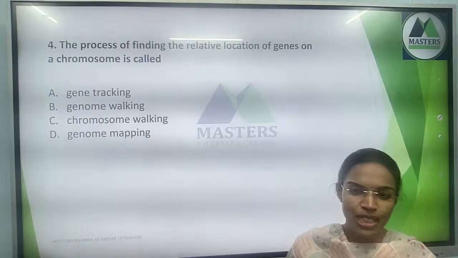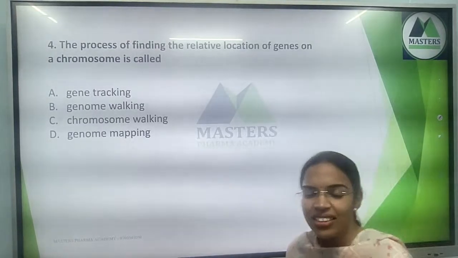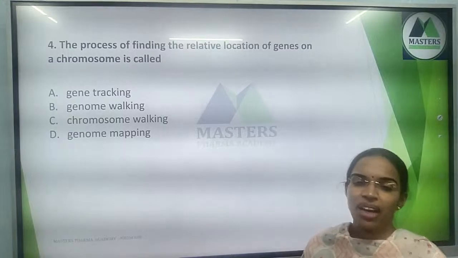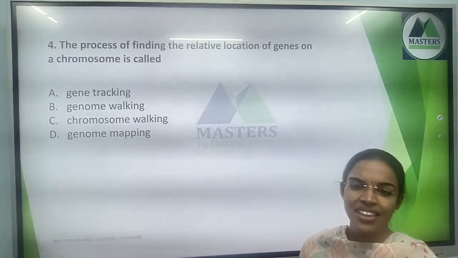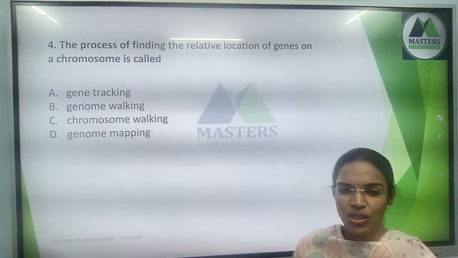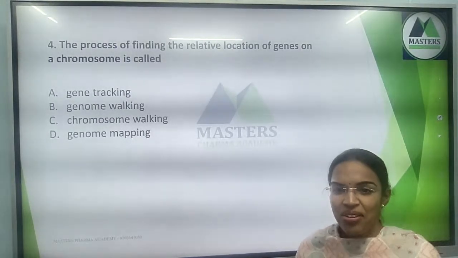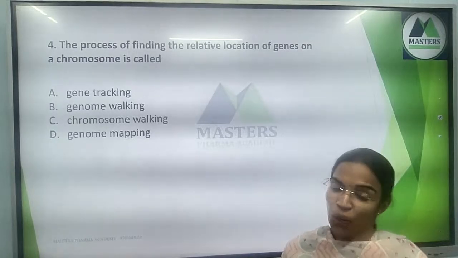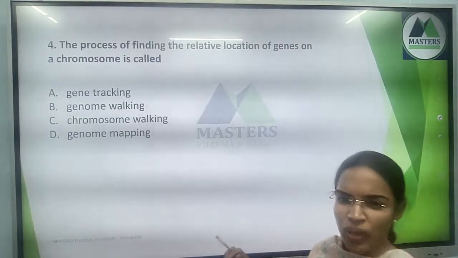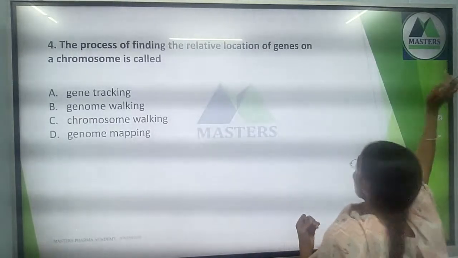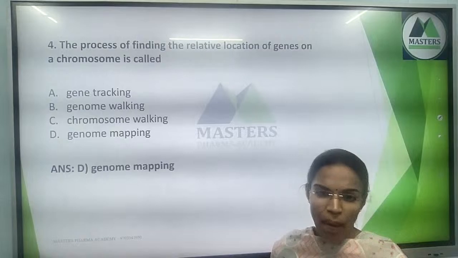So what is the right answer? Oh yes, I got some answers. D is genome mapping. Option D. Many option Ds. Okay, so you are all very clear about it. And the answer is option D, genome mapping.